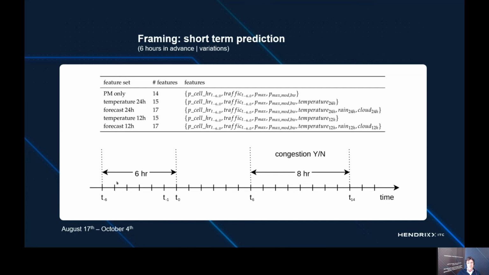And the question we investigated was: based on these 6 hours of data, T0, would a cell or a sector be congested in this interval, 8 hours after those 6 hours? So it is a binary yes/no classification problem.